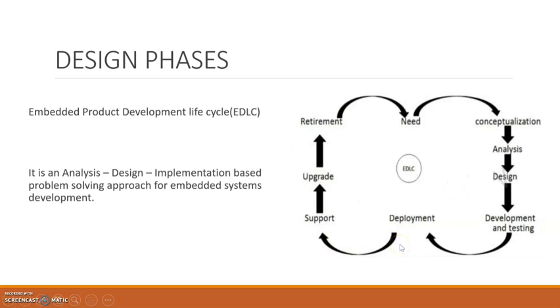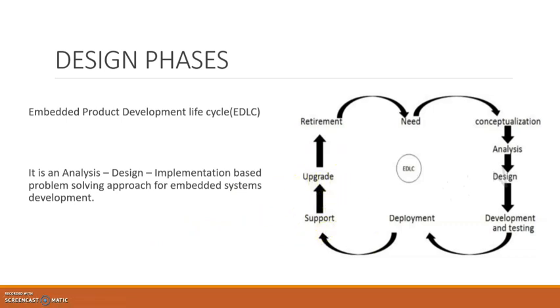So what is actually happening here is, first there will be a need for a product initially, which is need. Then there will be conceptualization of that product. That is how the product is going to be, what will be the various functionalities of the product. Everything we are going to make as a concept, just like a document, in this conceptualization stage. Then there will be analysis, design, and then the product will be finally developed and deployed. Then if there are any bugs or errors, we'll be fixing those errors in the support phase, and then there will be upgrading of the product.